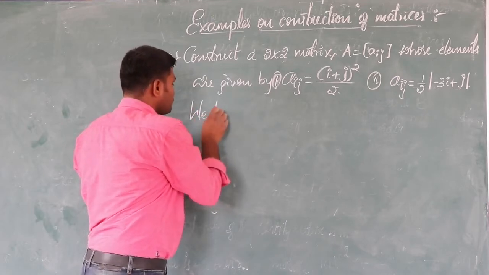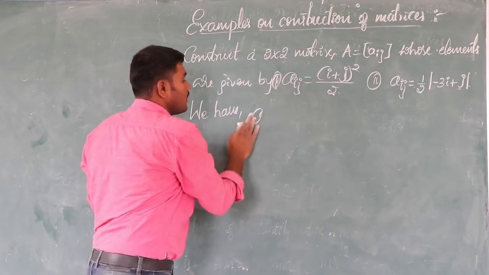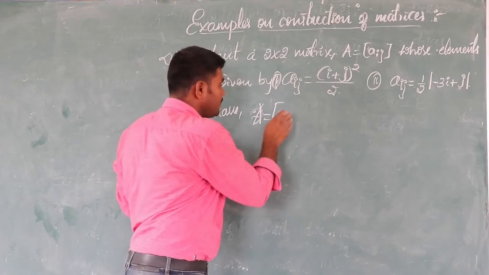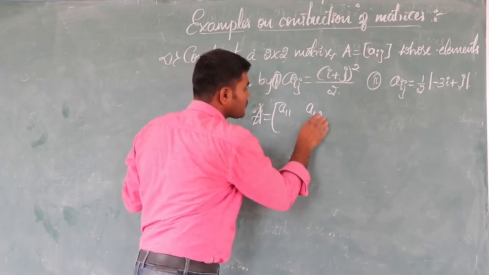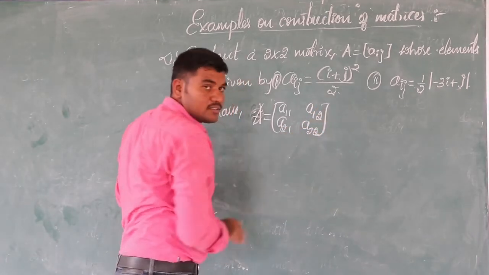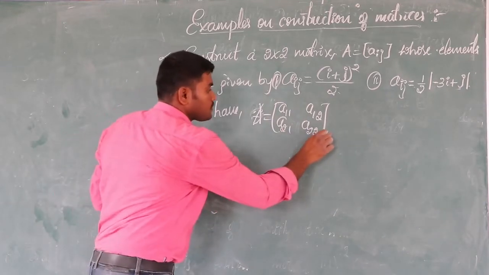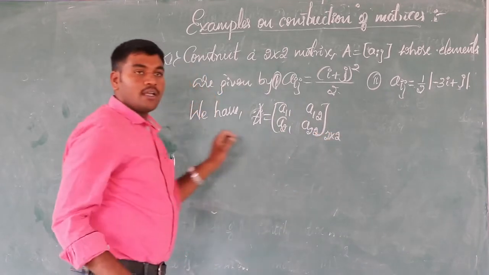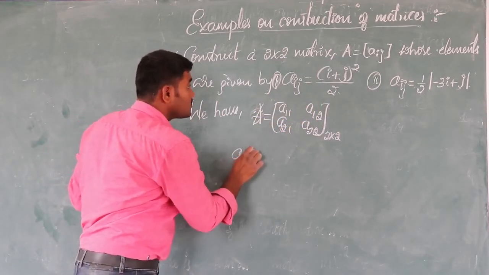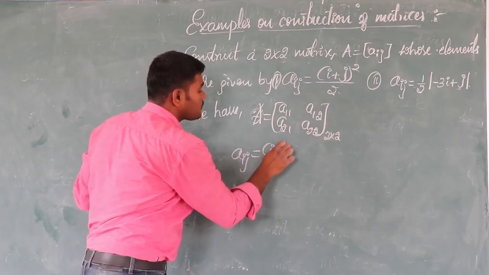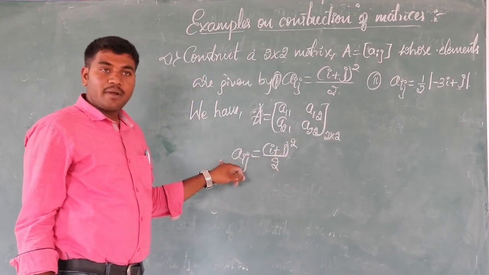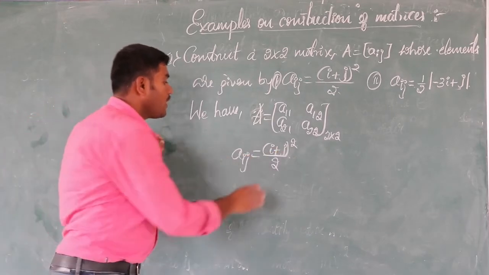First we have to consider the general matrix of order 2 by 2, which is given by a11, a12, a21, a22. This is the general matrix with order 2 by 2, with 2 rows and 2 columns. Here the elements of the matrix are defined as aij = (i + j)² upon 2.